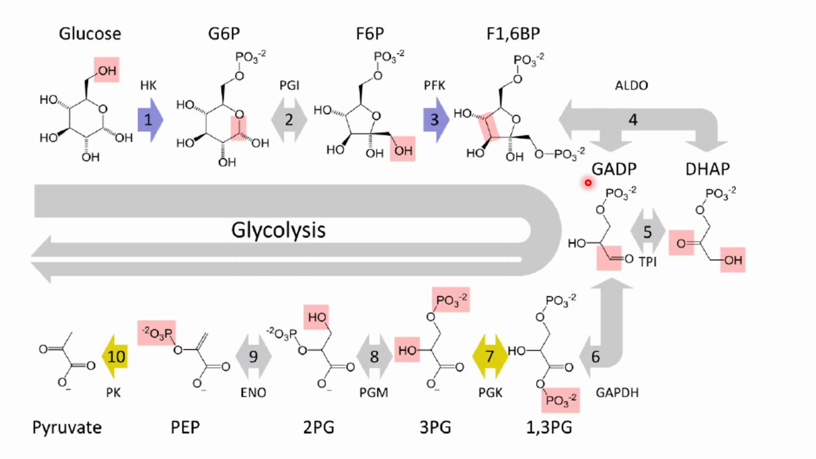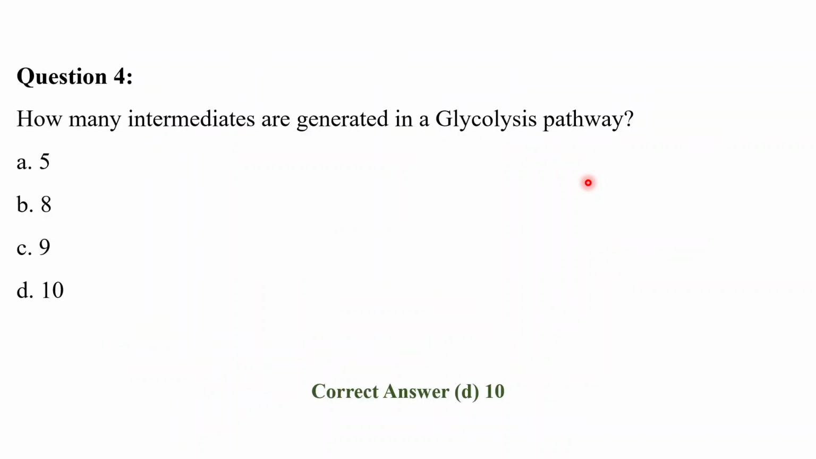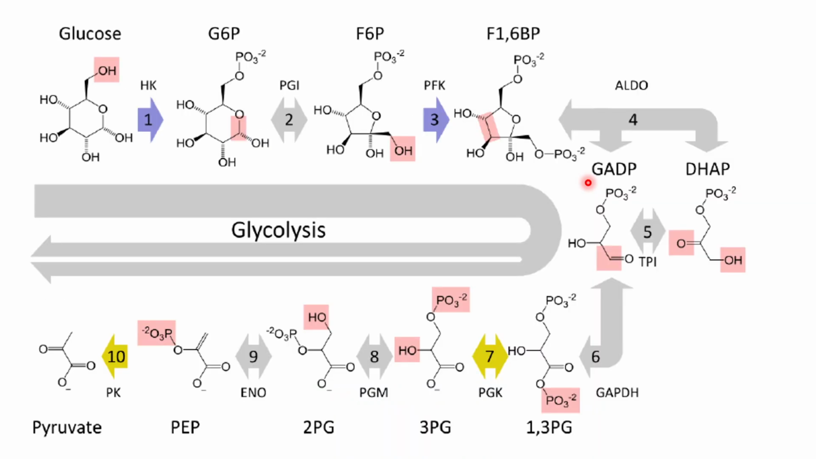Okay, so the question was how many intermediates are generated in the glycolysis pathway. There are 10 intermediates: glucose 6 phosphate, fructose 6 phosphate, fructose 1,6 bisphosphate, glyceraldehyde 3 phosphate, dihydroxyacetone phosphate, 1,3 bisphosphoglycerate, 3 phosphoglycerate, 2 phosphoglycerate, phosphoenolpyruvate, and then pyruvate.